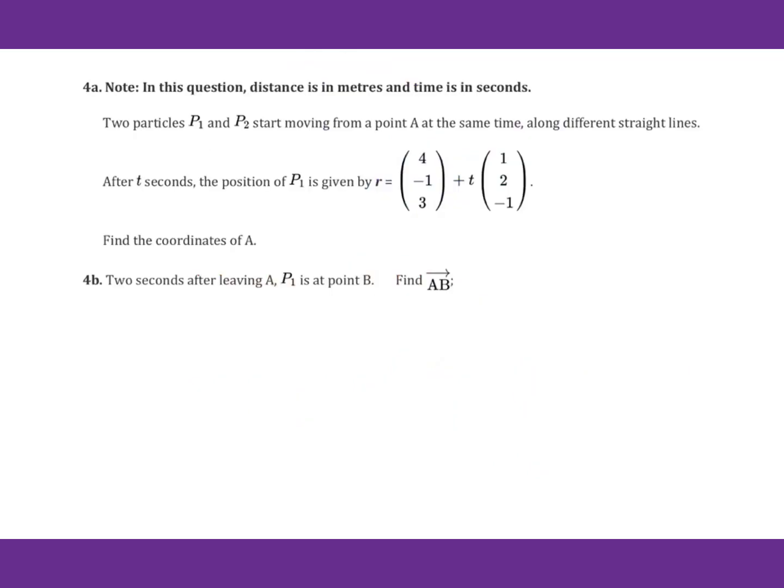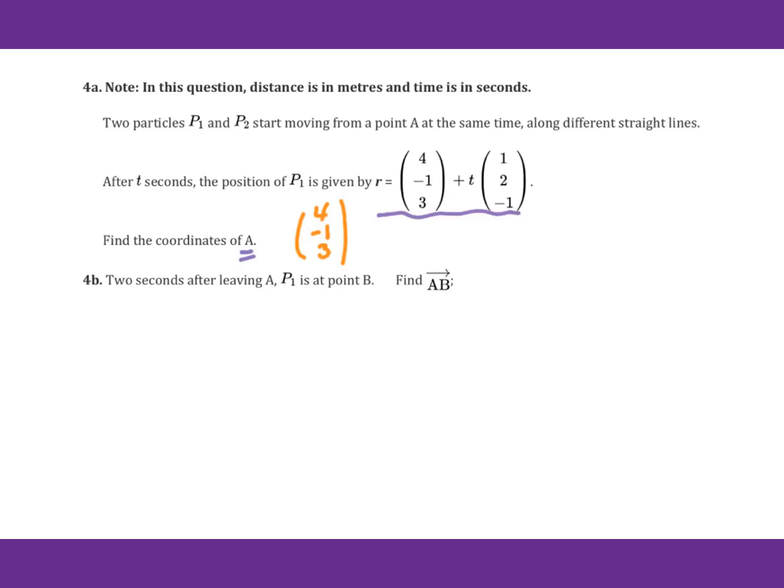Let's go to 4a. In this question, distance is in meters and time is in seconds. Two particles P1 and P2 start moving from a point A at the same time along different straight lines. After t seconds, the position of P1 is given by this. Find the coordinates of A. A will be the starting point, therefore it's 4, -1, 3.